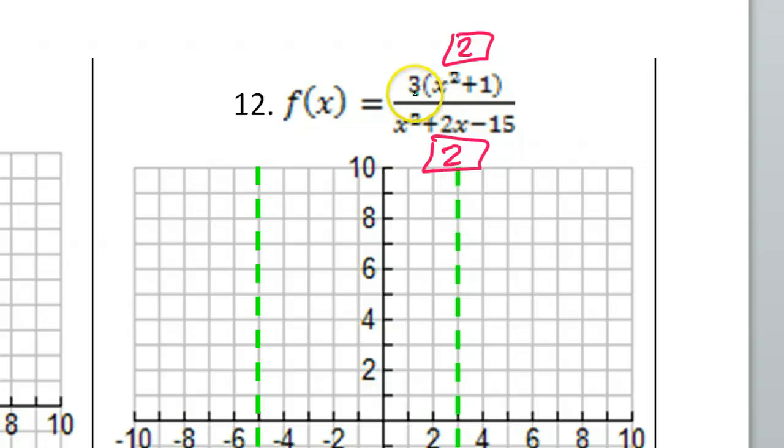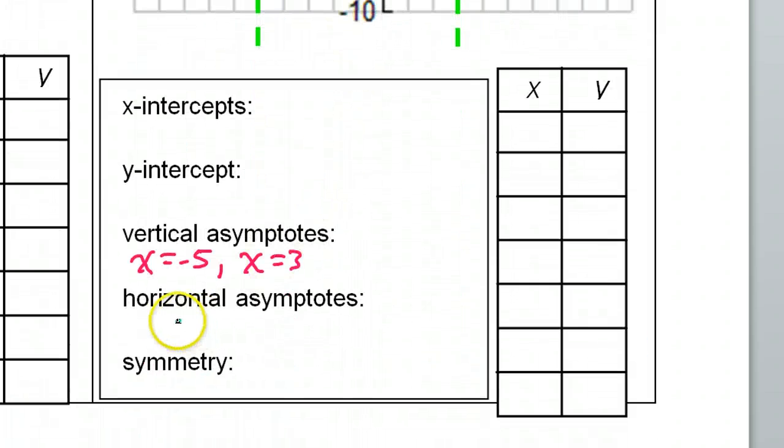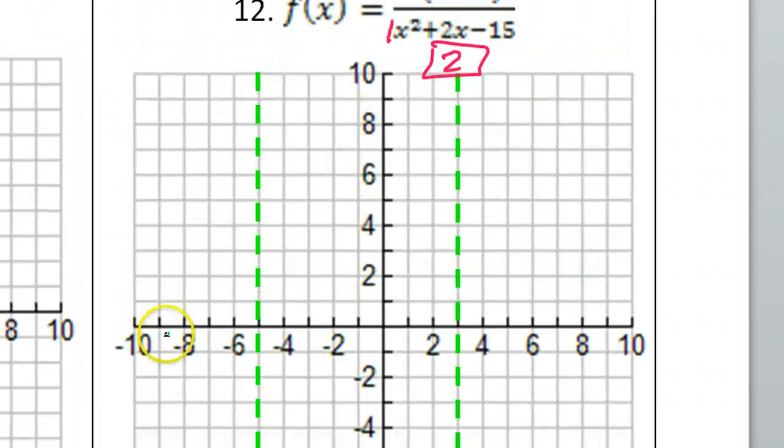So a is 3 and c is 1. That means y equals 3 over 1, which of course is just y equals 3. So we have a horizontal asymptote at y equals 3. Okay, let's draw that. So there we go.